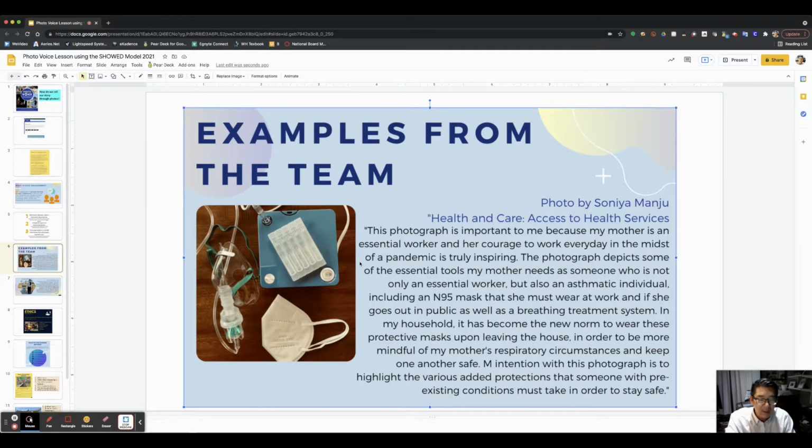In my household, it's become the new norm to wear these protective masks upon leaving the house in order to become more mindful of my mother's respiratory circumstances and keep one another safe. My intention with this photograph is to highlight the various added protections that someone with pre-existing conditions must take in order to stay alive." Wow.